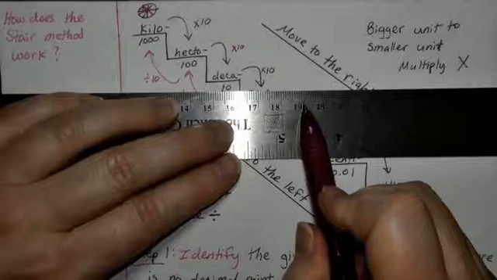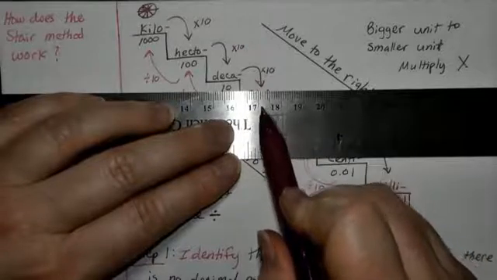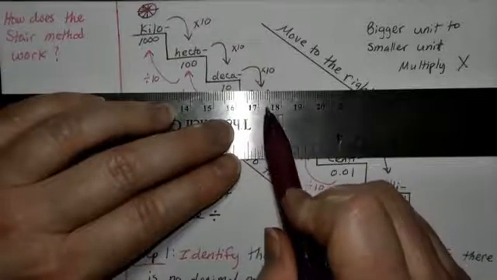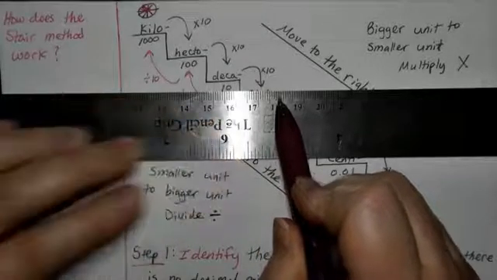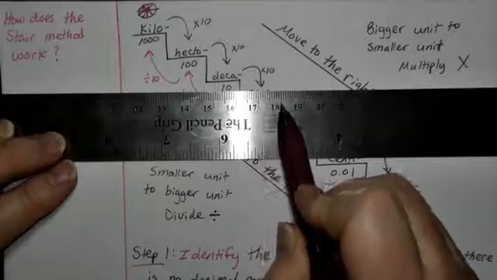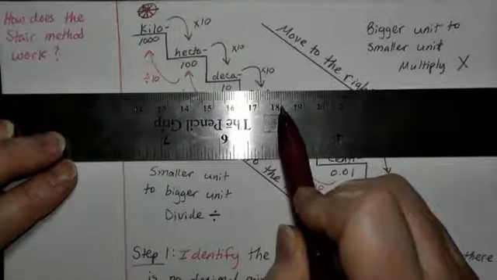Alright, so from here, there we go, that one's bright enough. From here to here, each of these little tick marks is a millimeter, and this whole big one from 17 to 18 is 1 centimeter.